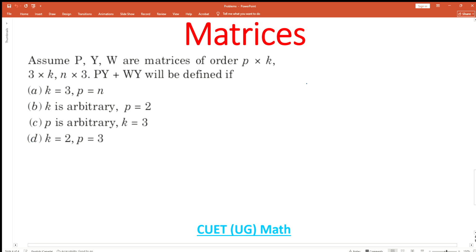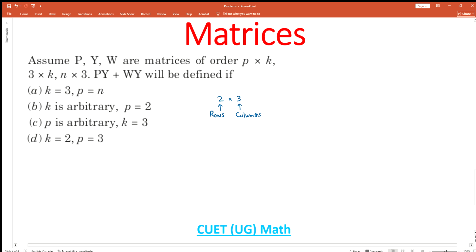Let's start by analyzing the given information. We are given the orders of the three matrices P, Y and W. Order of a matrix gives its dimensions. For example, if a matrix is 2 by 3, that's its order. The first number in the order represents the number of rows in the matrix, and the second number represents the number of columns in the matrix. Rows are horizontal and columns are vertical.